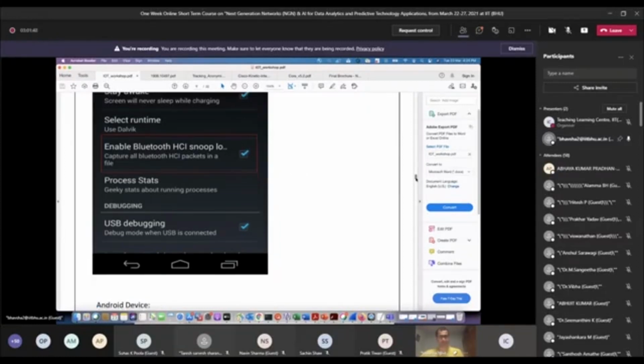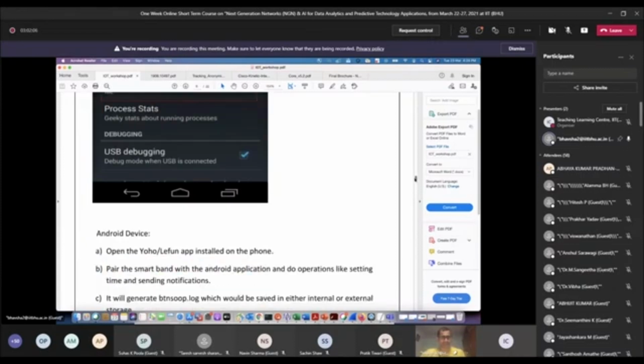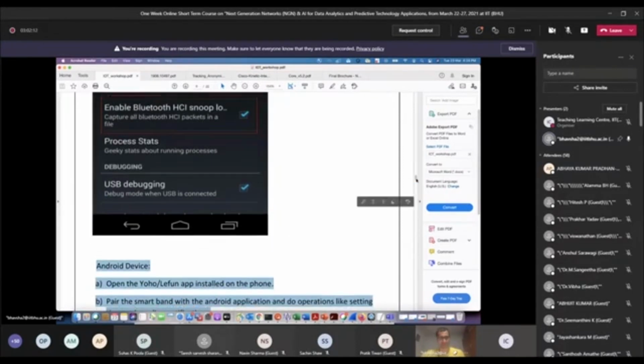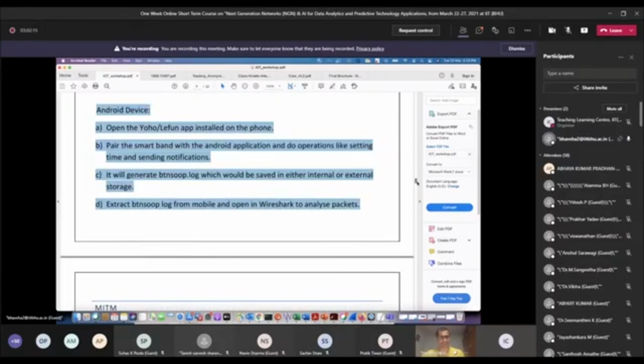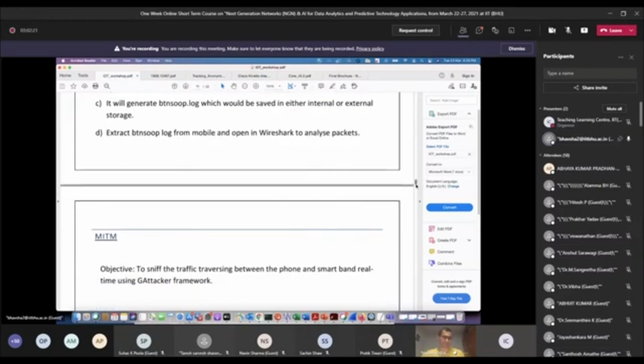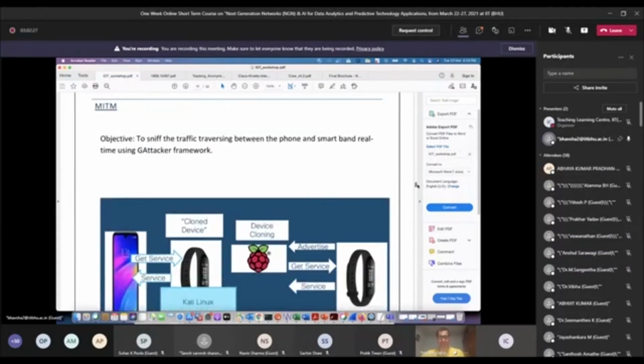So once you do this, you can basically capture all the BLE communications from your mobile phone, or from the application which you have installed on the phone, to any device which communicates on BLE. Then I opened the Yoho application, which I installed on the phone, which was given by the vendor of that FitBand device. I extracted the BT Snoop log file. I analyzed it in Wireshark to see what the different characteristics or values are.